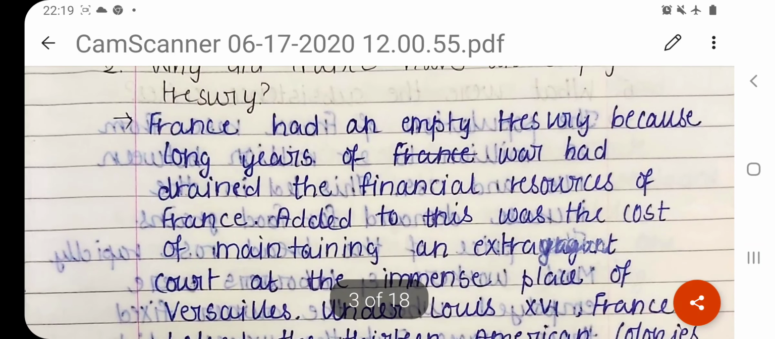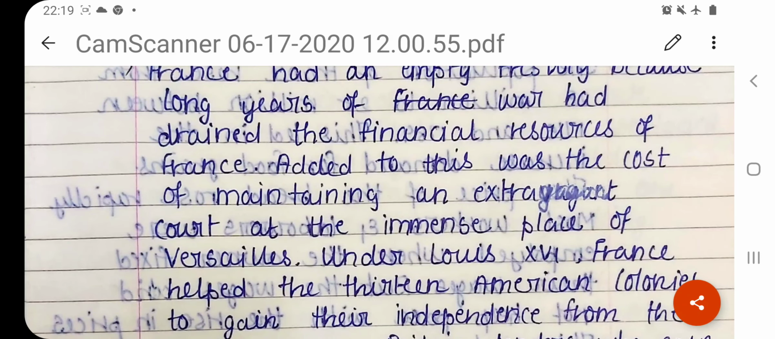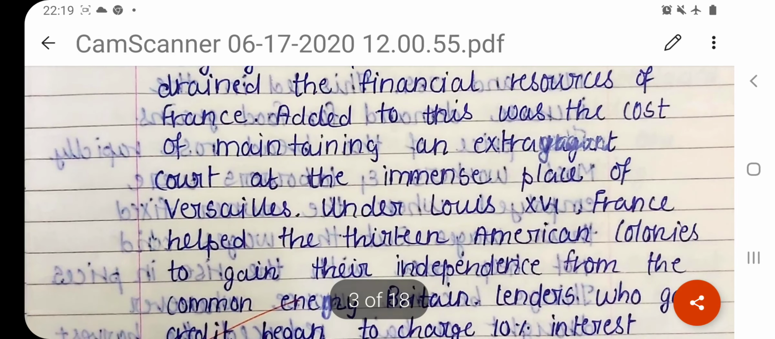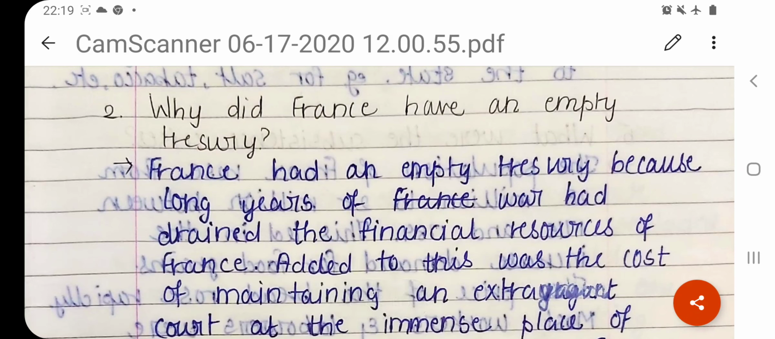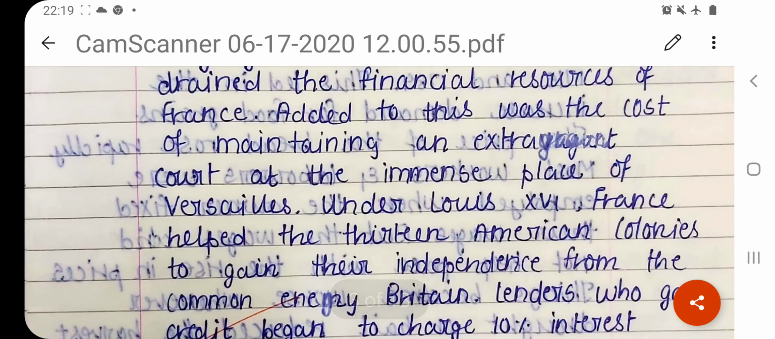Why did France have an empty treasury? France had an empty treasury because long years of war had drained the financial resources of France. Added to this was the cost of maintaining an extravagant court at the immense palace of Versailles. So basically this question is asking why France did not have a lot of money. Remember, there's a subsistence crisis, people don't have money, the government itself doesn't have money, and that's why it's taking a lot of taxes from the poor people who anyway don't have any money. So there's a lot of poverty. But why is France so poor at this time? The reason is that France was maintaining a very extravagant court, spending a lot of money there.